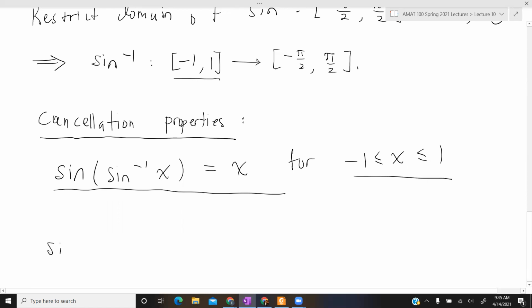And then I have the other cancellation property, which says that if I take sine inverse of sine x, that better be x. That's just what it means for sine inverse to be the inverse function of sine x. And this only makes sense when x is between negative pi over 2 and pi over 2.